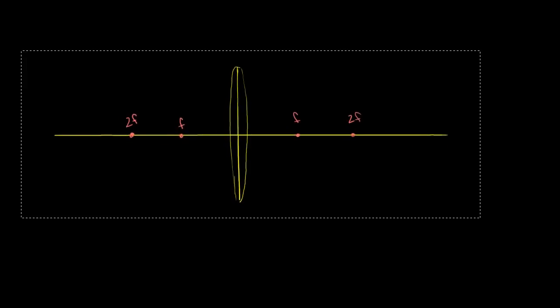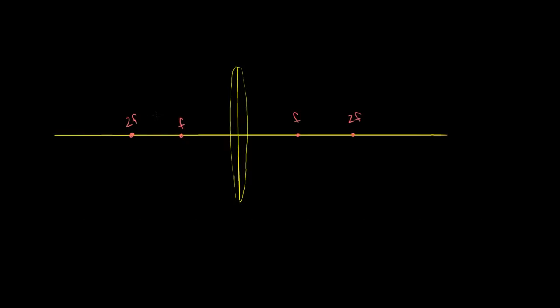So let's stick something between 1 focal length and 2 focal lengths. So let's put my object right over there. So once again, let's go parallel. We go parallel, then we will refract through the focus on the other side.